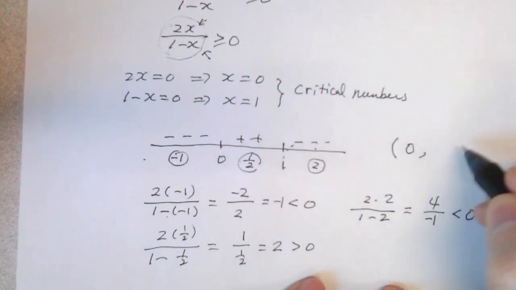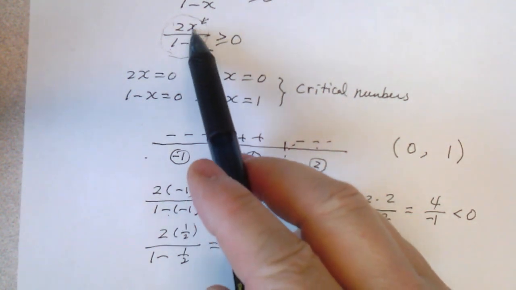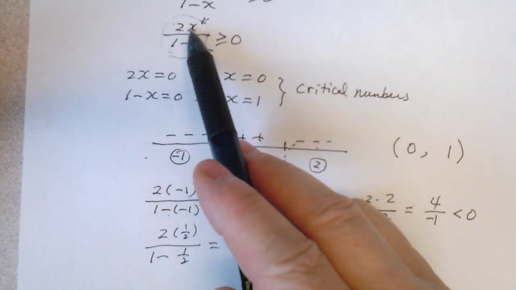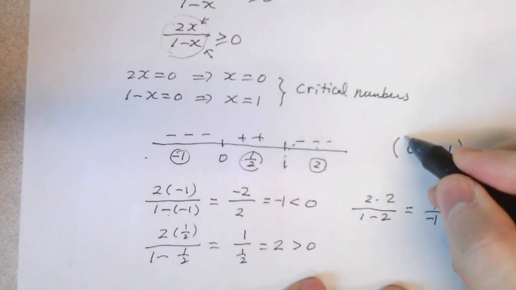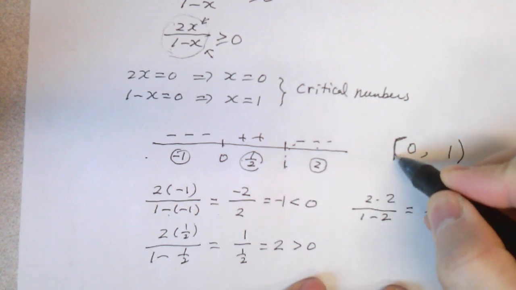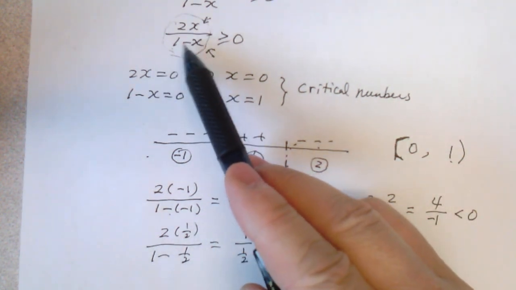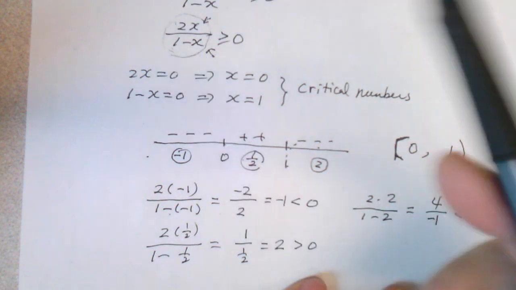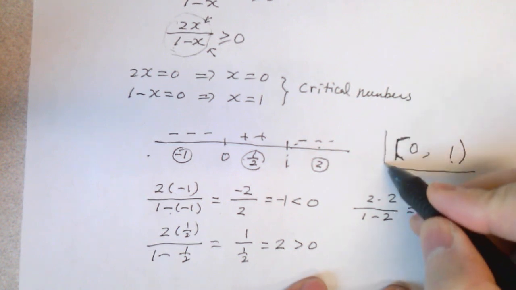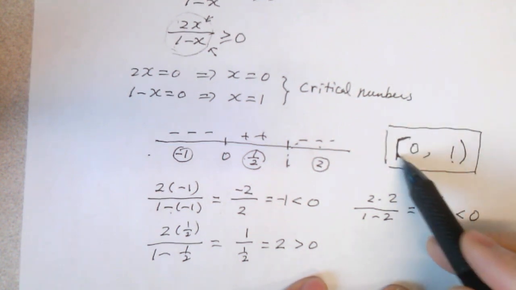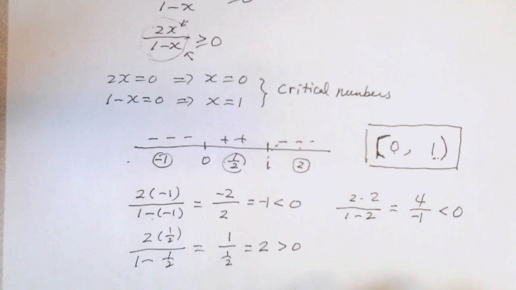And here, when x equals 0, the numerator actually equals 0. But since we have greater than or equal to 0, which is fine, here you're going to use a bracket, meaning 0 is included. But for the 1, you can't. When x is 1, the denominator equals 0, which is undefined. So therefore the 1 is not included. Therefore the solution will be from 0, included, to 1, not included. That's how we solve an inequality like this.